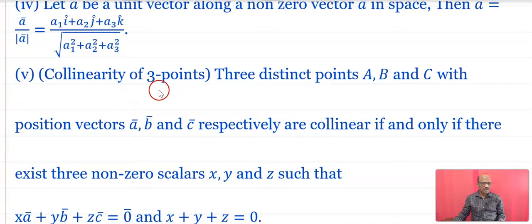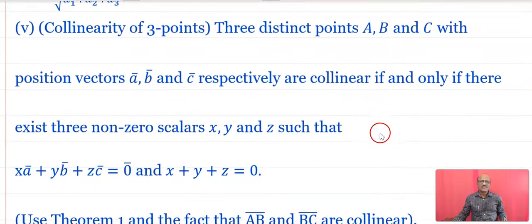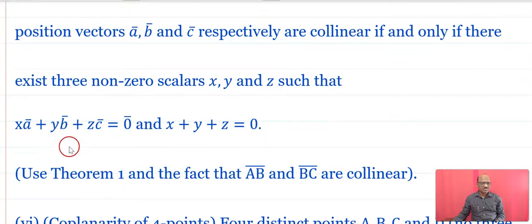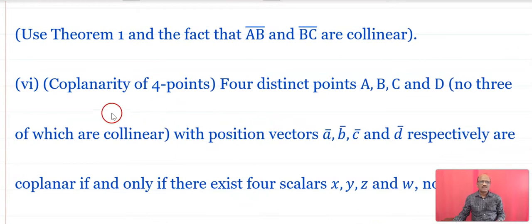Collinearity of 3 points: 3 distinct points A, B and C with position vectors a bar, b bar and c bar respectively are collinear if and only if there exist 3 non-zero scalars x, y, z such that x a bar plus y b bar plus z c bar is equal to 0 and x plus y plus z is equal to 0.